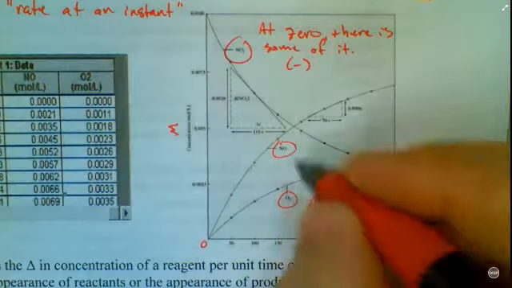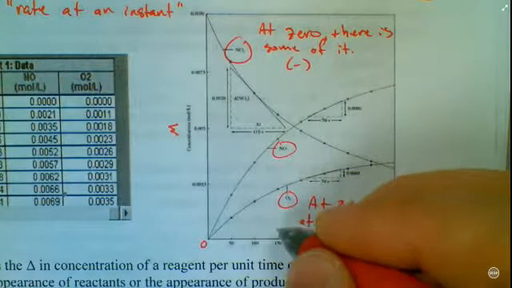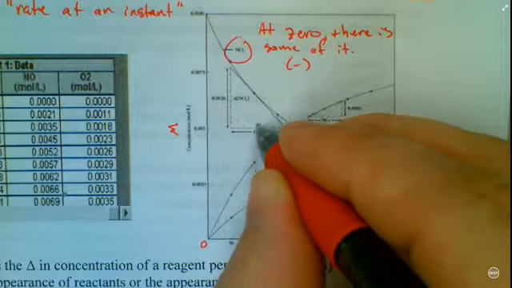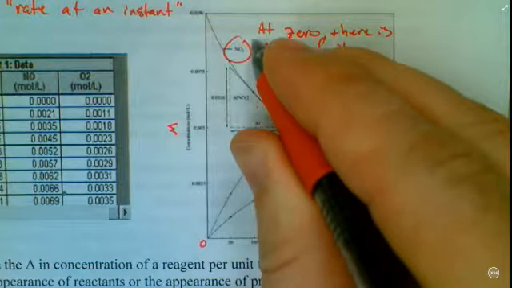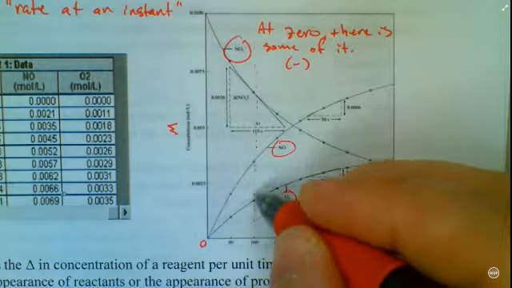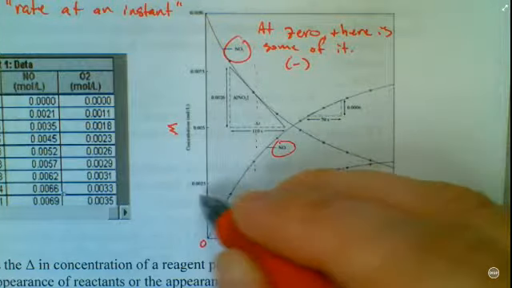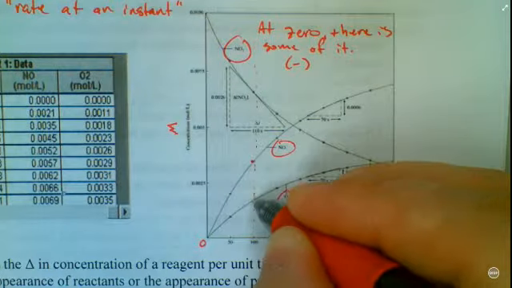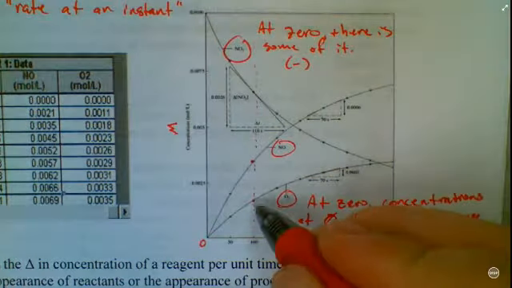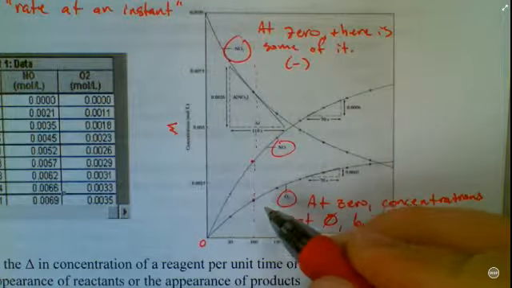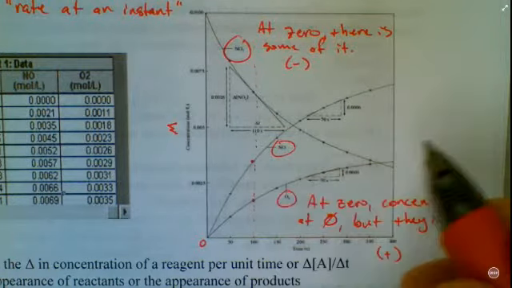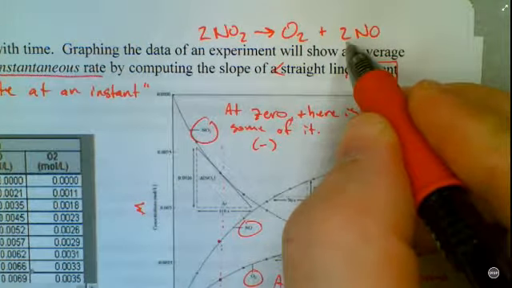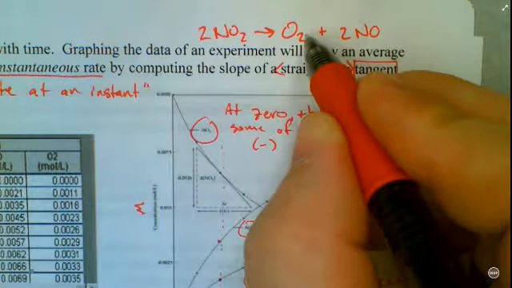In fact, if we were to count, for example, at 100 seconds, you'll see that this point at 100 seconds is about twice the concentration of O2 at 100 seconds. About twice that. And so we're going to get about twice as much NO as we are getting of O2.